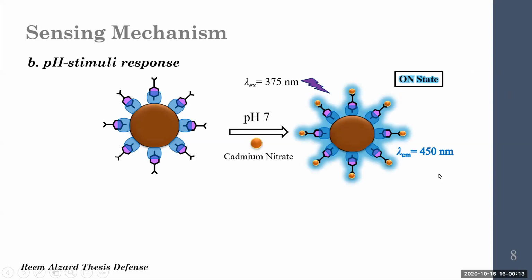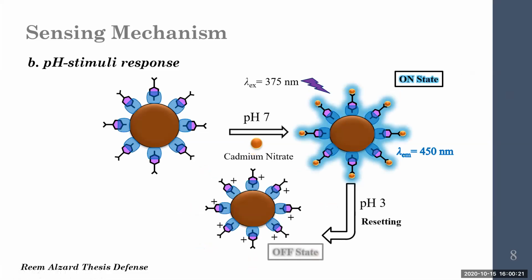Now, to reset the mechanism, you have to bring it to pH 3. What will happen is that all the cadmium ions will be washed away, the MNA will be in cationic form, and this is what we call the off state. When you excite this material, it will give you no emission. To collect your sample, you have to apply a magnet at pH 7, and then your material is restored again and is ready to accept another sample.